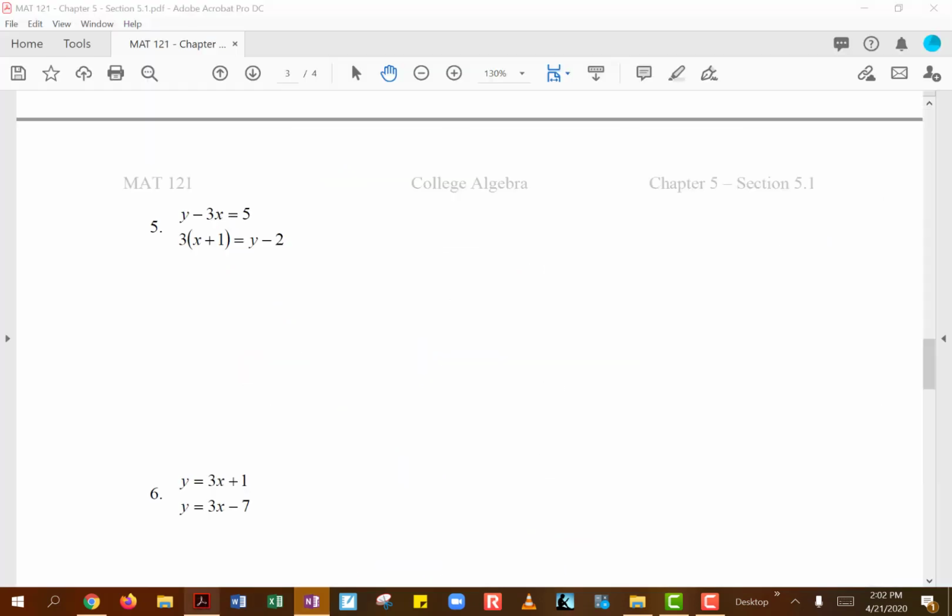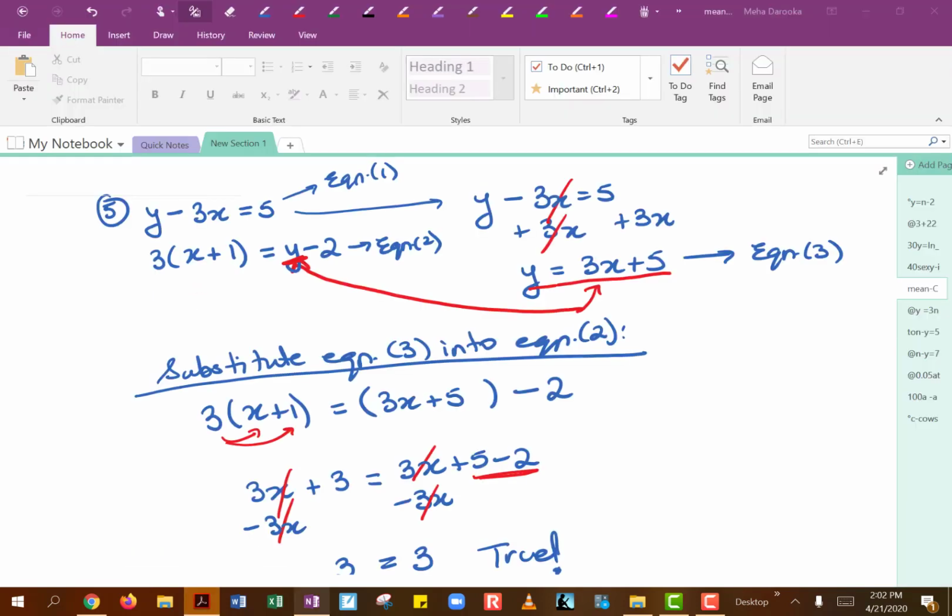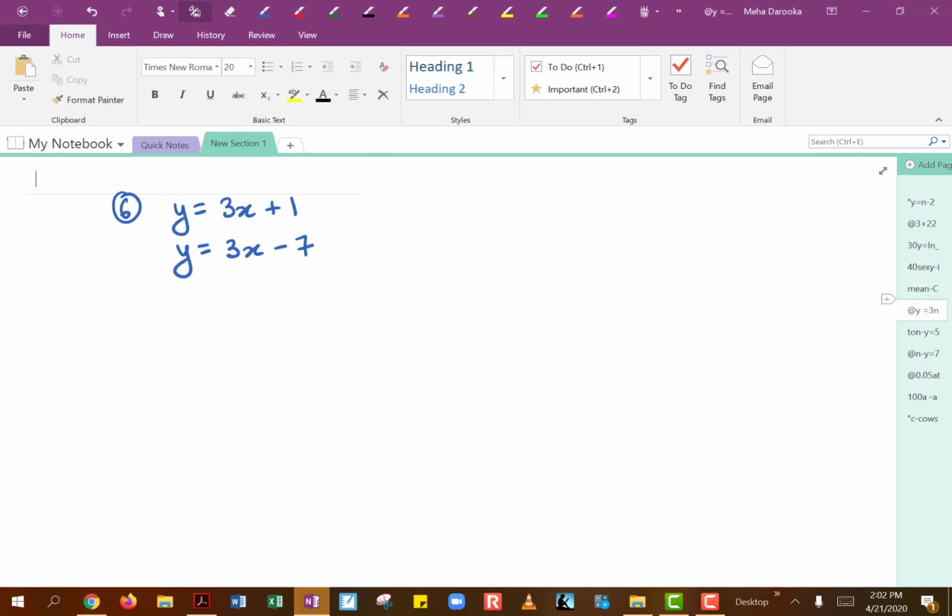So we are given y equals 3x plus 1, y equals 3x minus 7. You should notice that both our lines have the same slope but different y-intercepts. So that basically tells us that we will have parallel lines. And if we have parallel lines, then we have no solution. So let me just show you what it looks like when you use the substitution method.